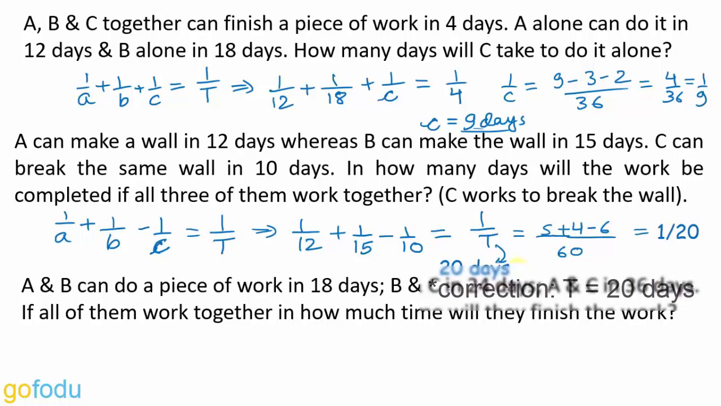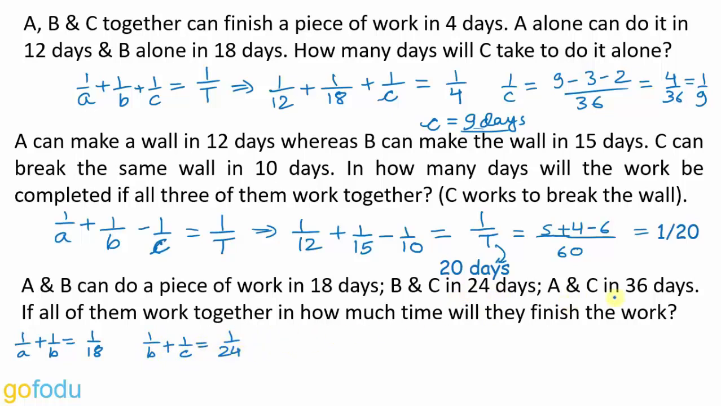Moving on to the next question. A and B can do a piece of work in 18 days. So we can directly write 1 upon A plus 1 upon B is equal to 1 upon 18. Next we have B and C who can do the work in 24 days. That means 1 upon B plus 1 upon C is equal to 1 upon 24. A and C can do it in 36 days. 1 upon A plus 1 upon C is equal to 1 upon 36. If all of them work together, in how much time will they finish the work?